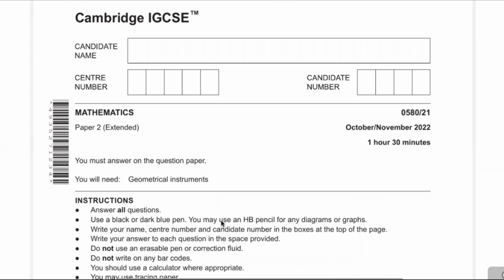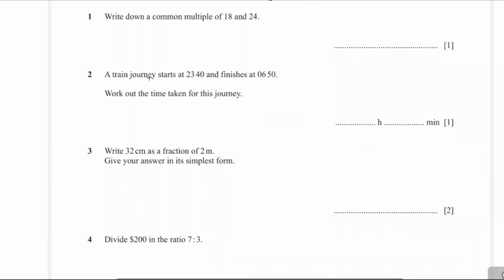Today I will solve another IGCSE past paper, October-November 2022, variant 1. Now let's start the paper. Question 1 of this paper: write down a common multiple of 18 and 24.